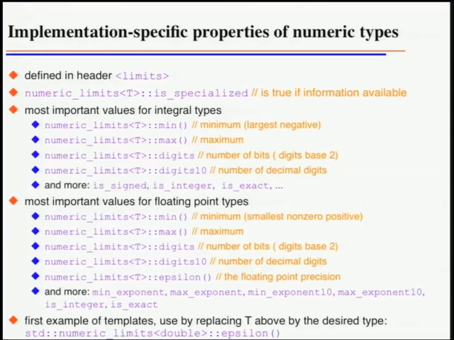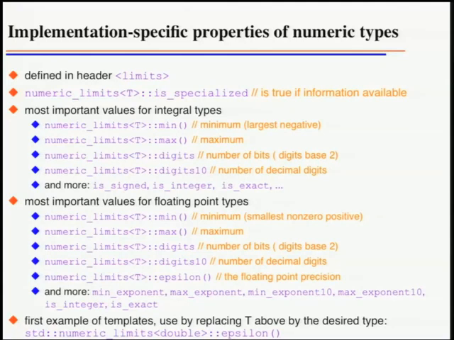Many times I told you it's typically implemented like this, but in the end the standard does not guarantee how it's stored or implemented. The standard actually provides a way to check what the implementation actually is, and that's the so-called numeric limits trait, which is defined in the header limits. If you have a standard type which provides this information, then this expression, numeric limits of the type is specialized, will be true, and you can get more information.